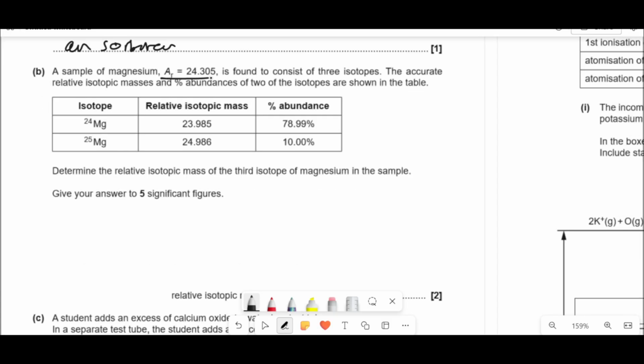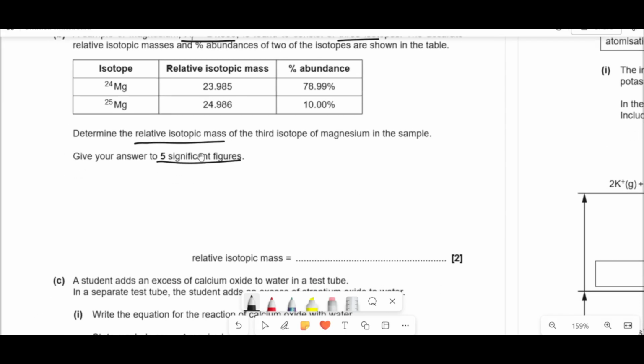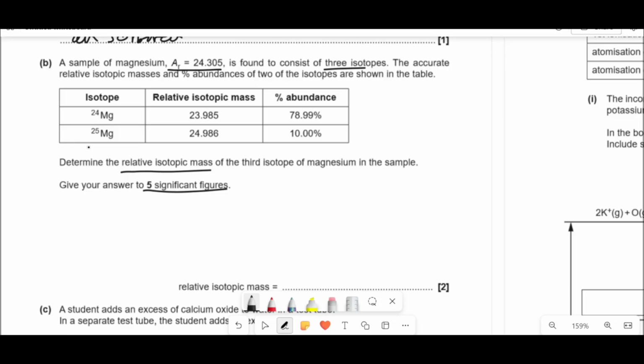It says a sample of magnesium has an Ar of this, and it's found to consist of 3 isotopes. The accurate masses and the percentage abundances are in the table. It says to work out the relative isotopic mass, and give it to 5 significant figures. So they've given us 2 of these isotopic masses, but they said find the relative isotopic mass of this third isotope in the sample. So we've got something that has a mass of X. Its relative isotopic mass is going to be X. We don't know what it is, and we know its percentage abundance has to add up to 100, so it's got to be 78.99 plus 10, and then take that away from 100. If we do that, then this mysterious thing has to be 11.01%.